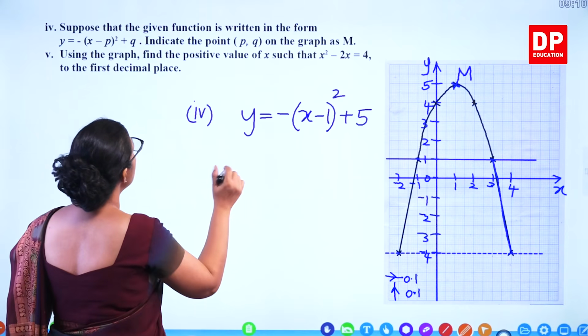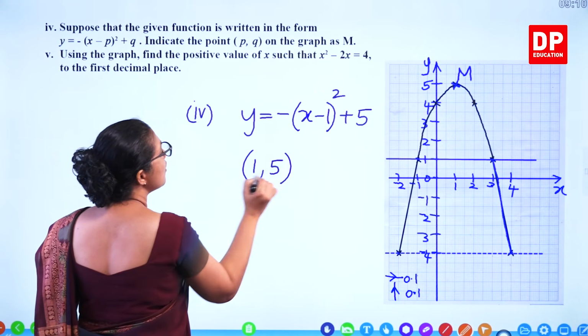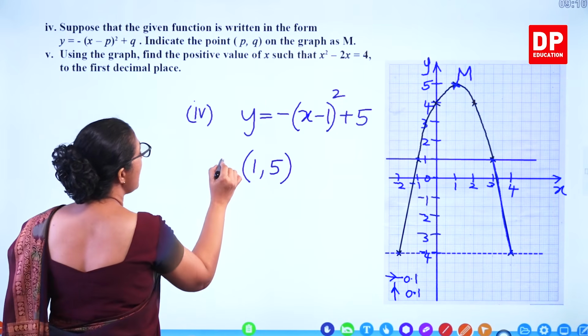And what's the point PQ? P is 1 and Q is 5. That's the M coordinate.